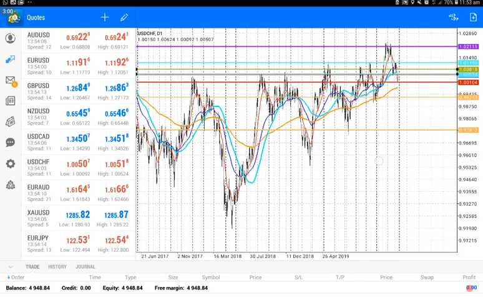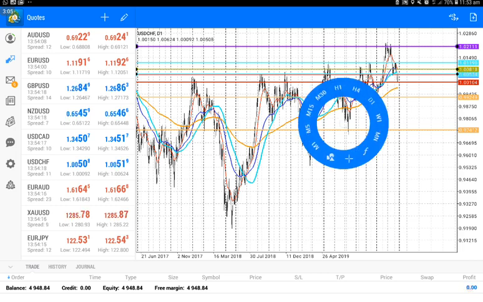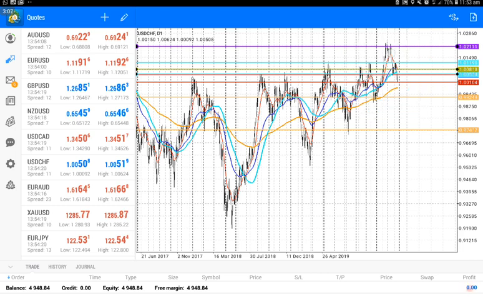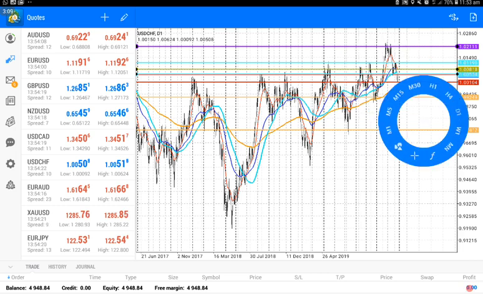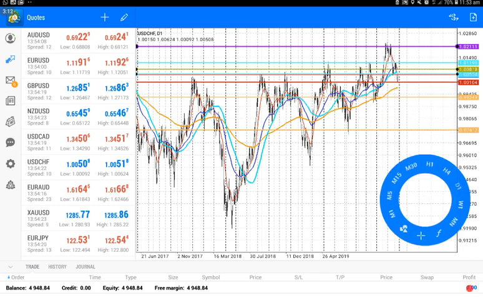Let me switch to here. So you see it went all the way from here to this point, from this point to this point, and it's going to go from this point down to this point at least before it decides whether it's going to continue down like this as well. So this is how you use support and resistance.